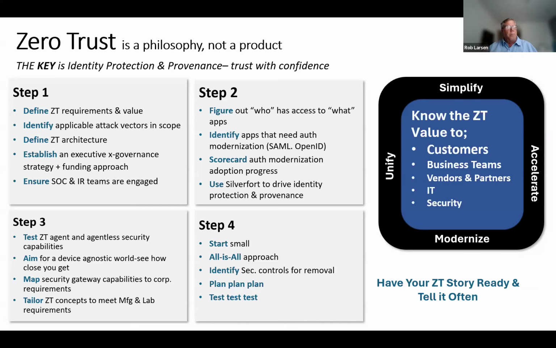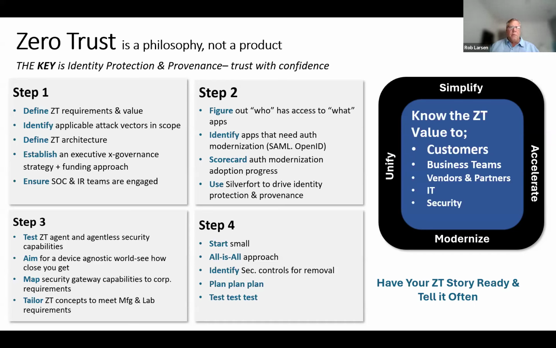I'd also say in my little picture here on the right, it's modernize, accelerate, unify, and simplify. I think those are great words. But I really think that you need to know the zero trust value to your customers, your business teams, vendors and partners, IT and security. And if you keep the customers at the forefront of your perspective, then you really understand why. What security value do the customers derive from all this change? And what the business teams get.